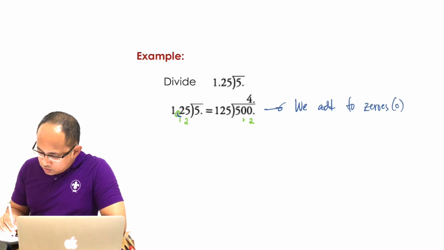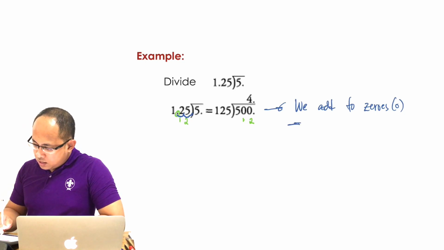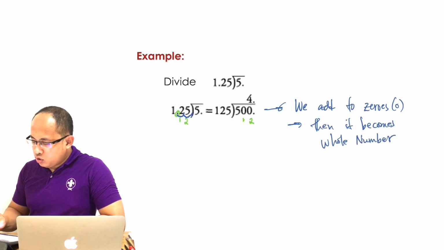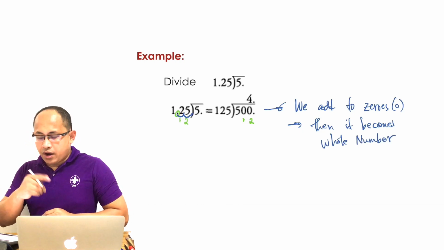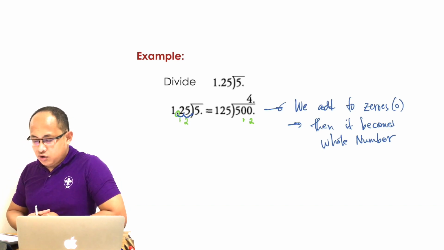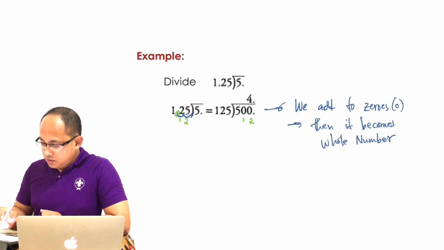And we move this 1, 2, so it becomes a whole number. No more decimal point. Where are you going to put the decimal point? Here. So therefore 125 divided by 5 is 4.